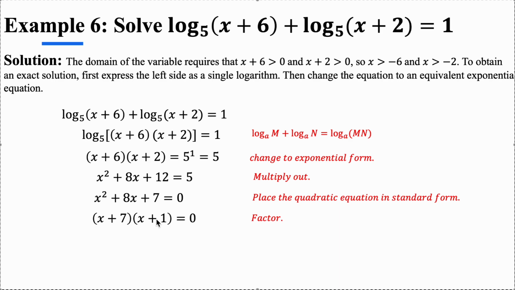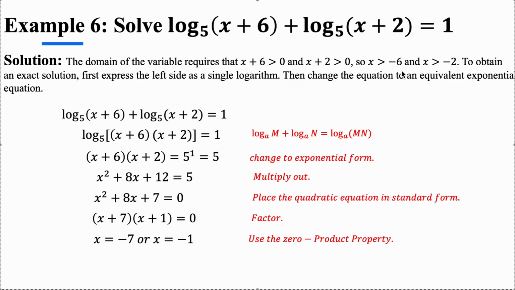And by the zero product property, if you multiply two numbers and you get a 0, at least one of them must be equal to 0. So we're going to set each factor equal to 0 and then solve for x. So x plus 7 is equal to 0. Well, that would give you a negative 7, and this will also give you a negative 1. Now, the potential answers here are negative 7 or negative 1.